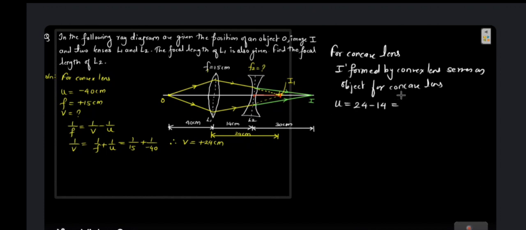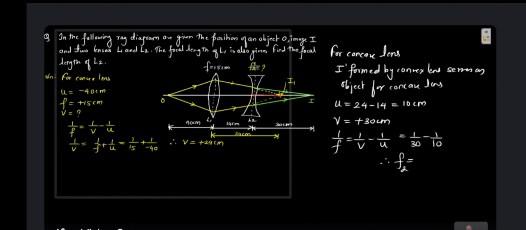positive it is going to be, it is on the other side, it is going to be 10 centimeter. V is also positive over here because it is formed on the other side, in the direction of incident ray. So plus 30 centimeter. So F we can find out, 1 upon V minus 1 upon U. So 1 upon 30 minus 1 upon 10. Okay, that is going to be F, or F2 from here, since I had considered F2 as the focal length of concave lens, it is going to be equal to minus 15 centimeters. So this is going to be your focal length of concave lens.